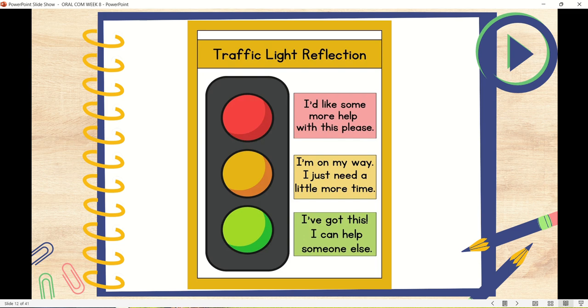Okay, so let's have a traffic light reflection for the speech context. Kindly raise your hand if you're in the red color, which means that you did not understand the lesson. Yellow color, which means that you have some questions or clarifications. And then green color, which means that you fully understand the lesson.